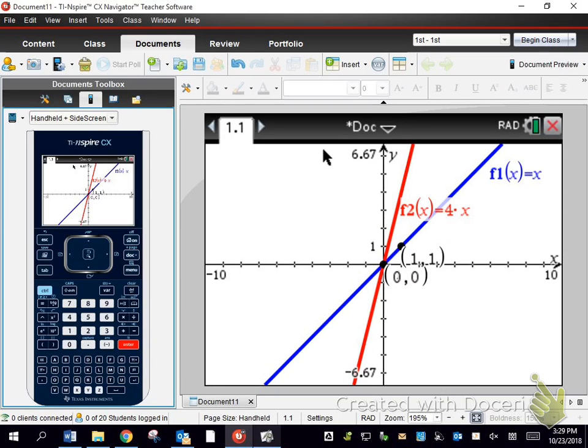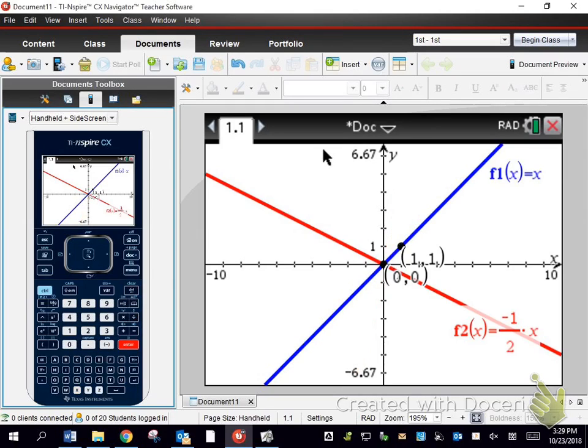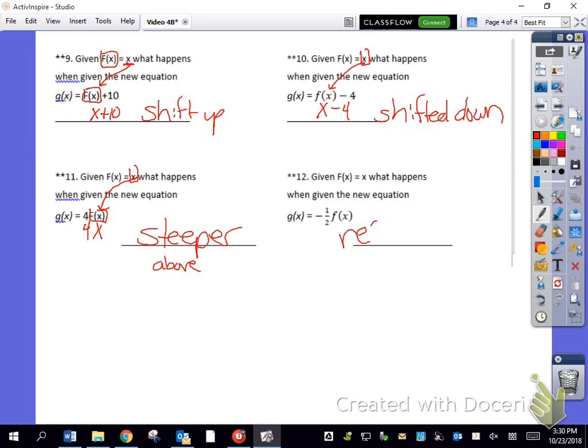And then the last one, go to tab, up arrow, I'm going to take off the 4x, just hit escape. And the last one is -1/2 x, and then hit enter. Okay, now this one's definitely reflected because it makes like an X. Anytime it makes a crisscross, then you are going to put reflected.